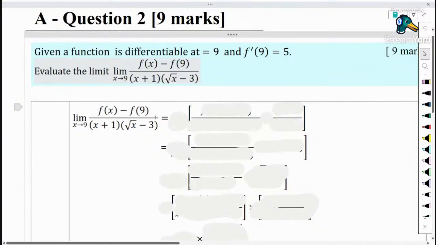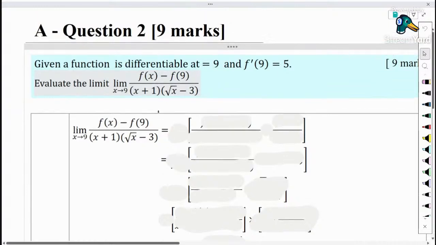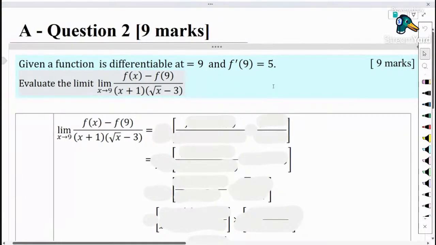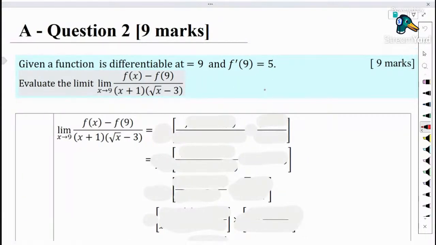So these questions here contribute 9 marks and are from chapter 9, differentiation. These questions mainly test our knowledge on differentiability. As you can see, it was told that the function f is differentiable at x equals 9. There's some missing text here, I think, in my copy and paste.